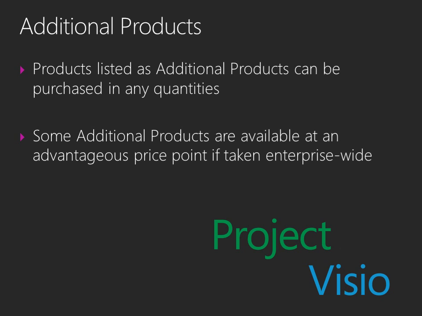Now it is also possible through OVS, ES and EES to take additional products, and our slide here suggests, for instance, Project or Visio. And a nice thing to know about through these programs is that they can be purchased in any quantity. They do not have to be taken enterprise-wide. However, if they are taken enterprise-wide, they will be processed at, as it says here, an advantageous price point. So the price will be significantly cheaper if you are taking those additional products enterprise-wide as opposed to not.